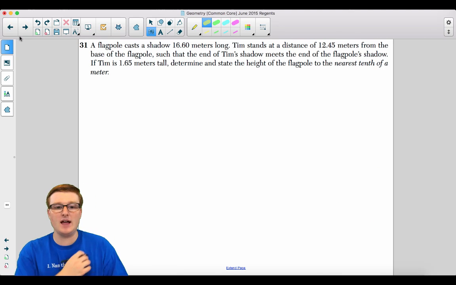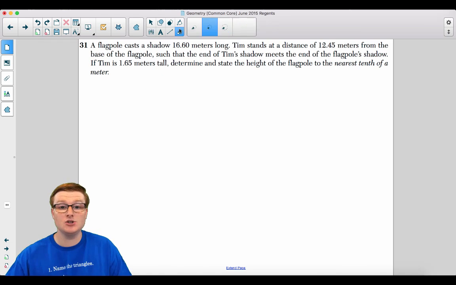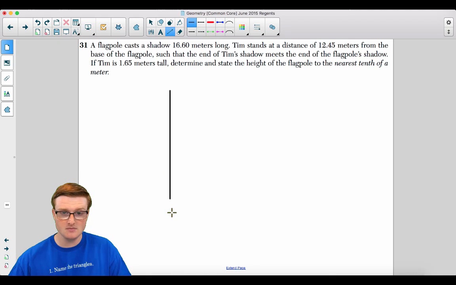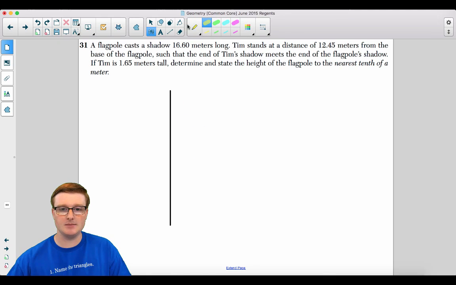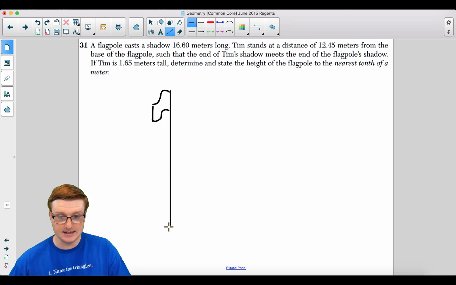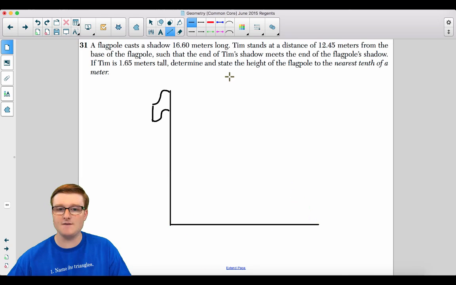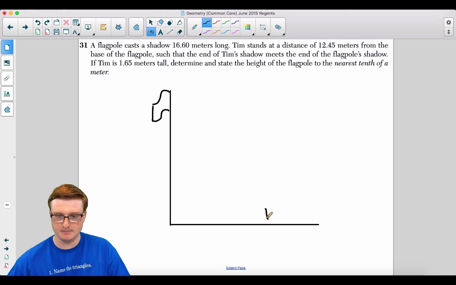Question 31. A flagpole casts a shadow 16.60 meters long. Stop right there. Draw yourself a flagpole and a shadow. So I'm going to draw a flagpole, just like this. And I'm going to draw my little flag here. Here's my flag. Okay? It says little Timmy stands at a distance 12.45 meters from the base of the flagpole. So here's Tim over here.